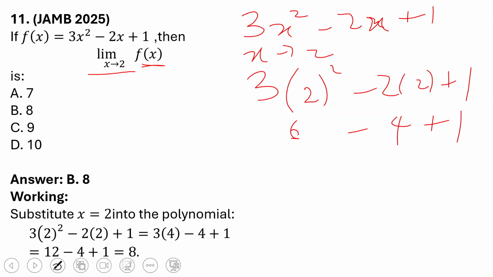Okay, sorry, there's a mistake here. There's a 2 squared here. 2 squared is 2 times 2 is 4. 4 times 3 is 12. So there's a 12 here. Yes. So 12 minus 4 is 8 plus 1, which will give us 9. So 9 is the answer, right?